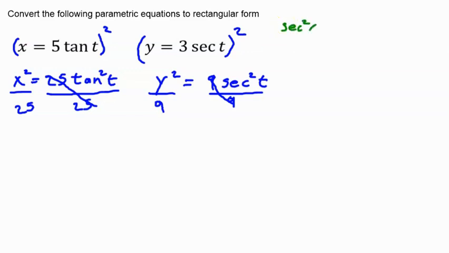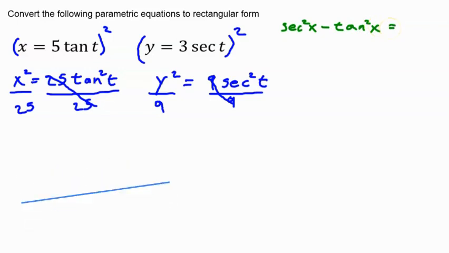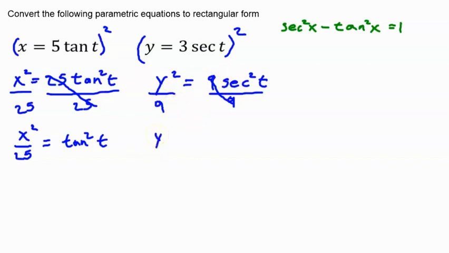Remember that secant squared minus tangent squared is equal to 1. So we'll need to subtract these. So let's write the first one just so we have everything all together. So x squared over 25 is the same as tangent squared t. And then on the other one, y squared over 9 is the same as our secant squared.